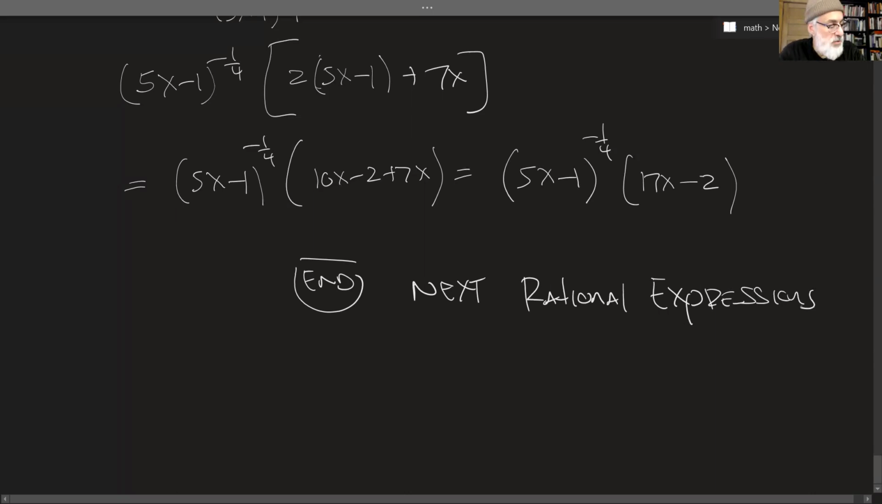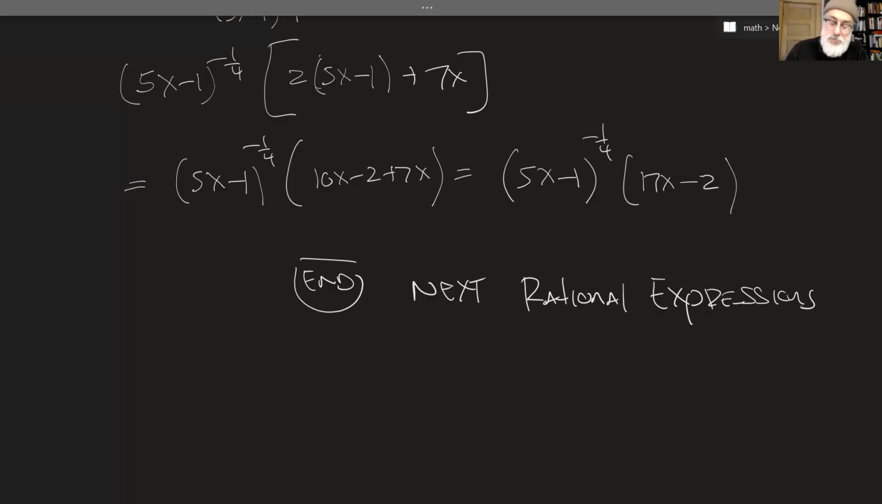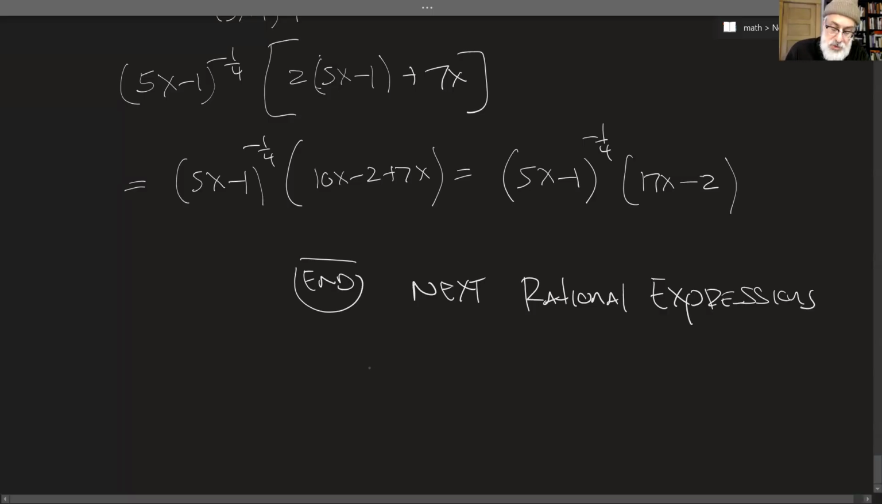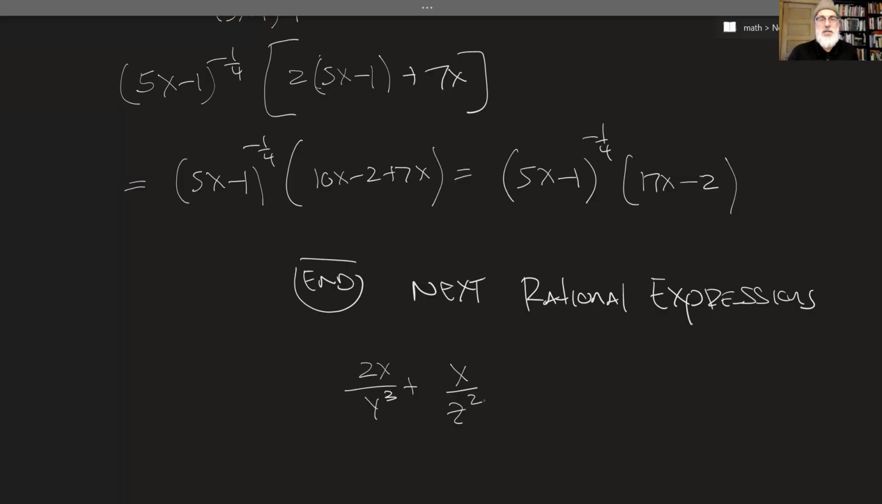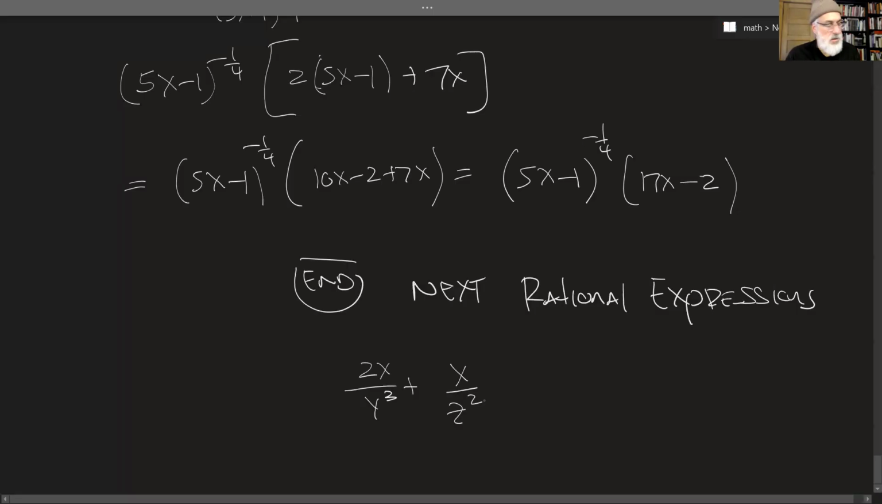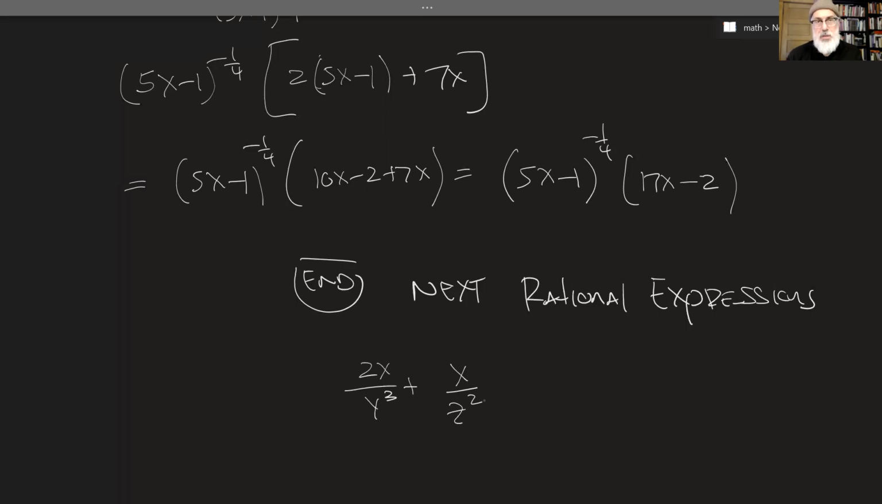And the next lecture, lecture 7, will be on rational expressions. An example would be 2x over y cubed plus x over z squared. Basically fractional polynomials. That's what we'll handle next in the continuation of this lecture series. And the next lecture will be the last lecture of the review section. And I think lecture 8 will be the beginning of the actual college algebra lectures.